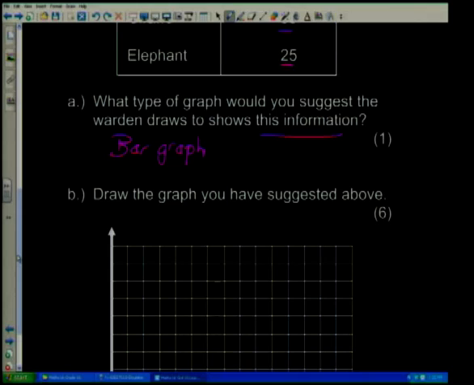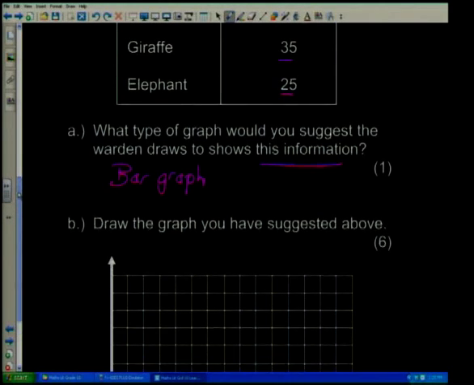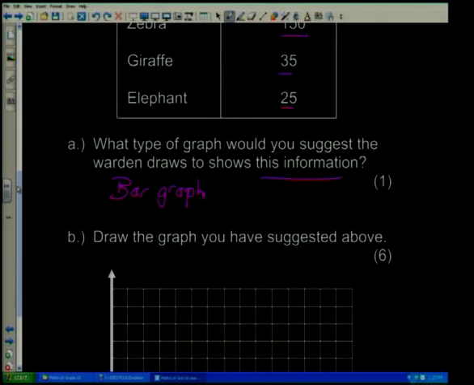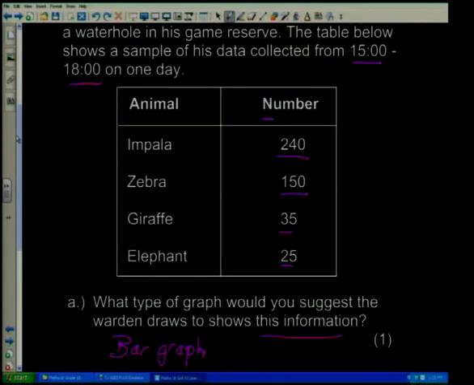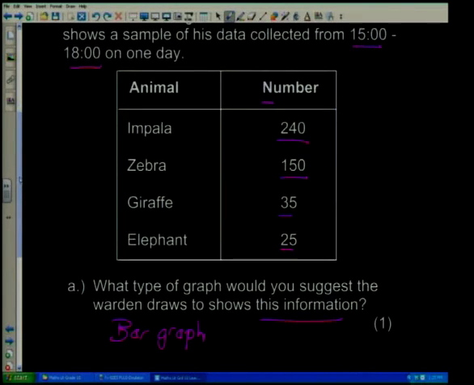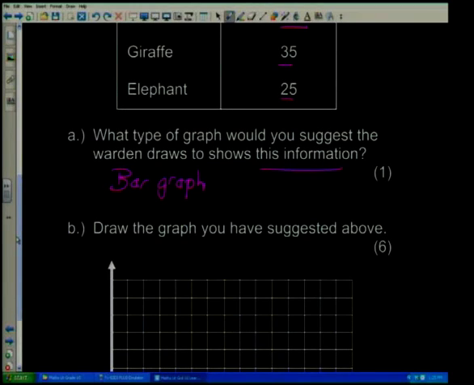Now it says draw the graph that you have suggested above. So first thing we need to draw when we do a graph is we need to do a heading. Now heading is the number of animals at a watering hole in a particular time. So remember, I want you to have both axes. So we're going to be looking at the number of animals. There's my one. The number of animals is my other during a certain time, during a time.